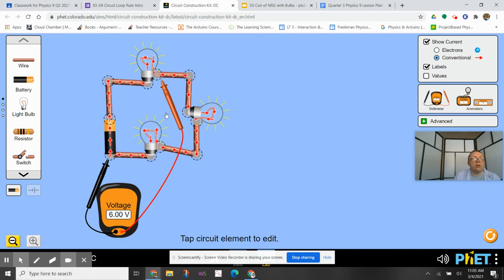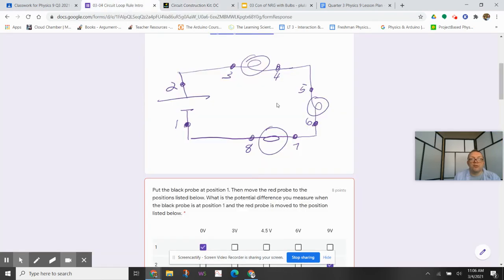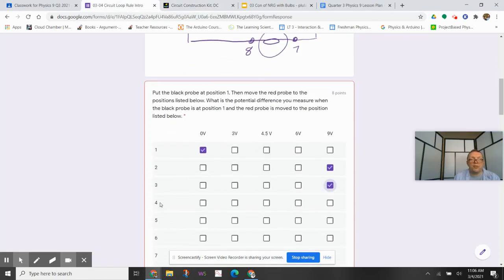Now, if I made all of these bulbs differently, we could end up getting different numbers. Right now, all of these bulbs are identical, so we'll get some similarities here. But that means a charge here is at 9 volts of potential, and a charge here is only at 6. So we go back here. That was position 4. At position 4, all charges have 6 volts of potential.